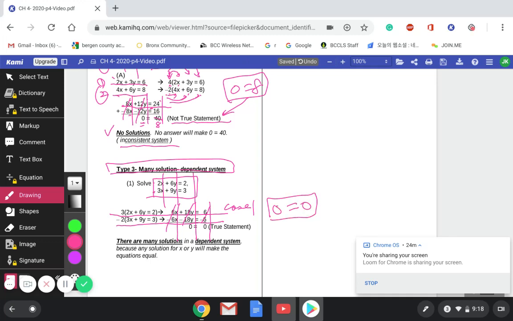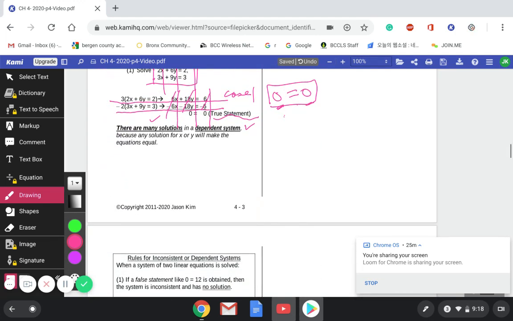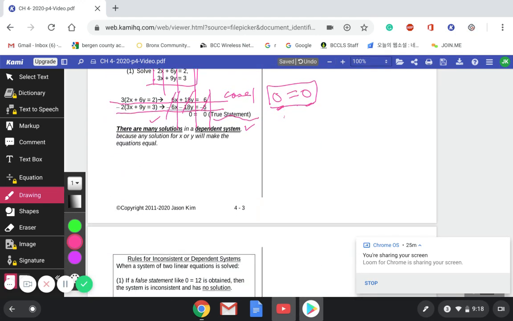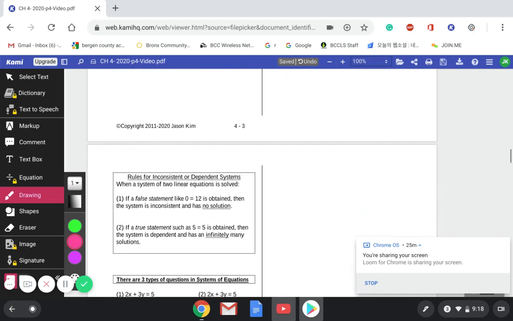Well, 0 is always 0. They are always equal. This is a true statement, compared to the other one, which was a not true statement because 0 never equals 8. So in this particular case, the final answer would not be 0 equals 0. Your final answer becomes many solutions, a dependent system, because you have many solutions that make 0 equals 0. Okay, so that is type 2 and type 3.